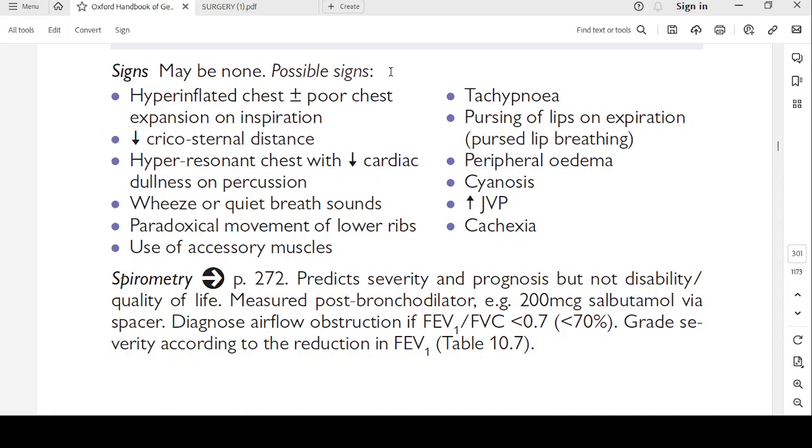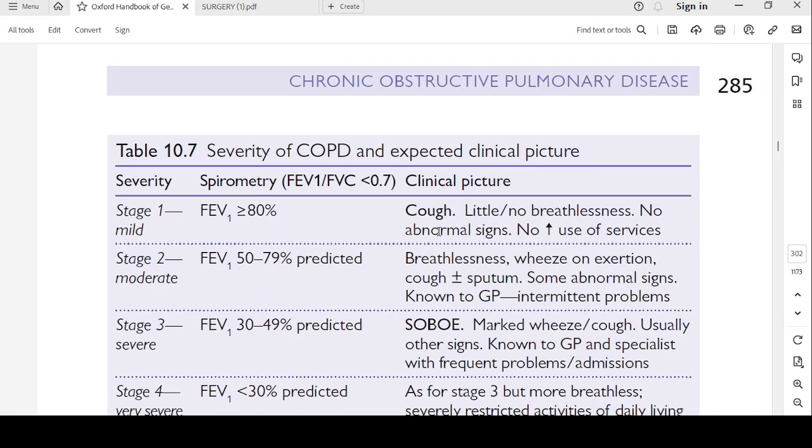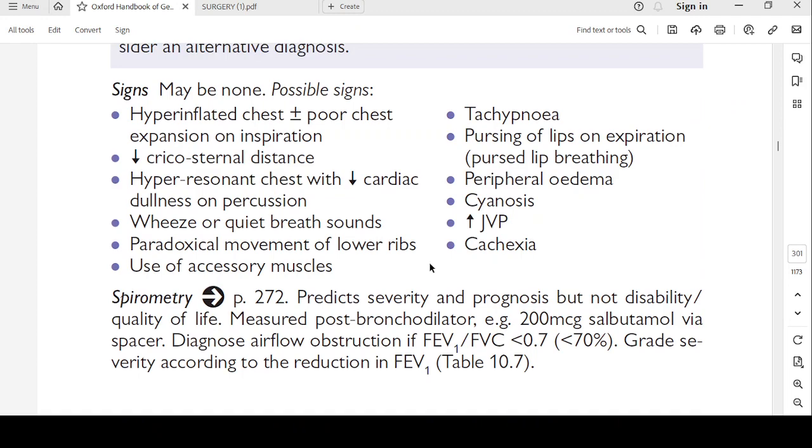Signs of COPD may be none. Possible signs are a hyperinflated chest or poor chest expansion on inspiration, decreased cricosternal distance of less than 2 to 3 centimeters, hyperresonant chest with decreased cardiac dullness on percussion, wheeze or quiet breath sounds, paradoxical movement of the lower ribs, use of accessory muscles, tachypnea, pursing of lips on expiration, use of pursed lip breathing, peripheral edema, cyanosis, raised JVP, cachexia. Spirometry predicts severity and prognosis but not disability or quality of life.